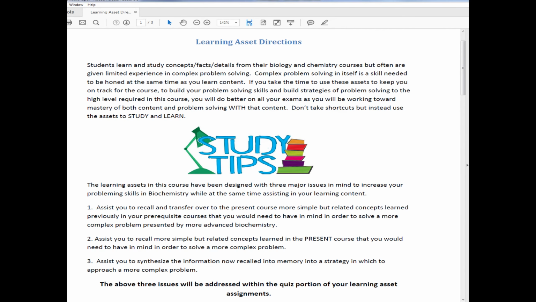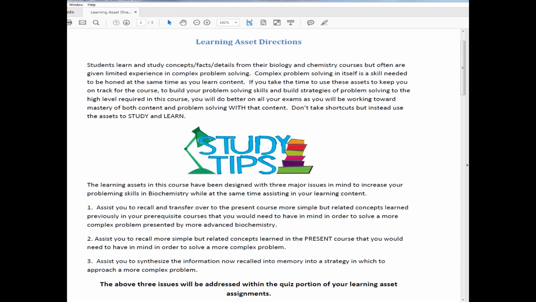As far as the learning asset directions, you will see the objectives of them. Many times we find that students try to memorize facts and concepts, and then they don't carry over those facts and concepts from their courses that they took before this one, and they don't know how to put it all together to solve a more complex problem. In other words, you have to build a skill of complex problem solving, and in order to do that, you need to practice it. That's what some of the learning assets are designed to help you do.